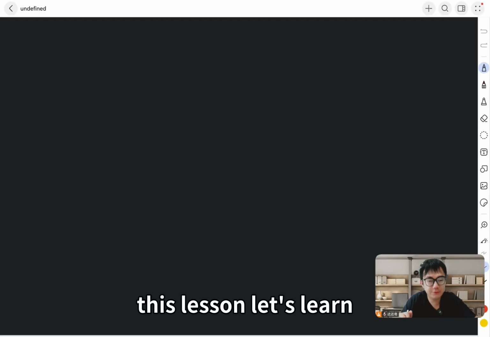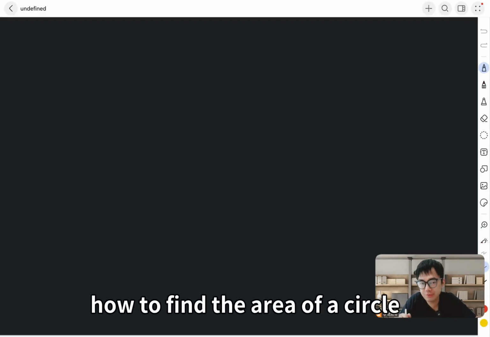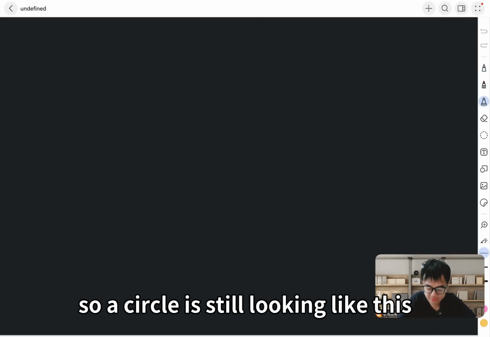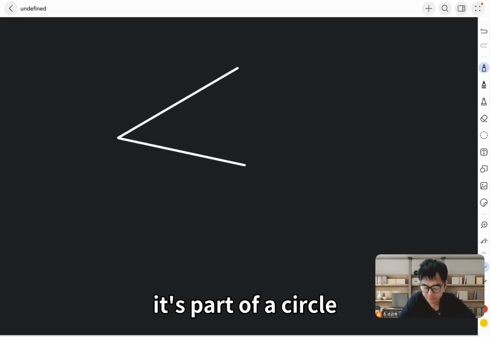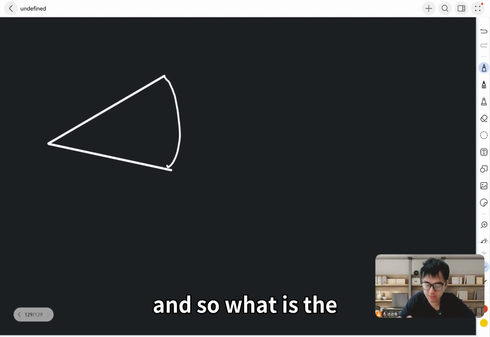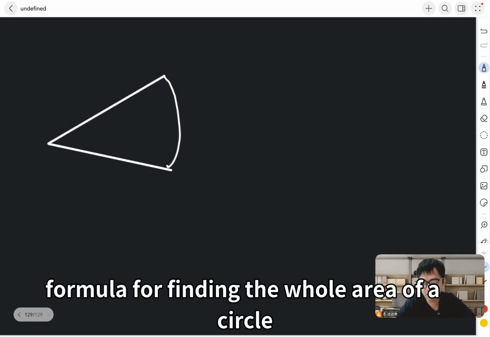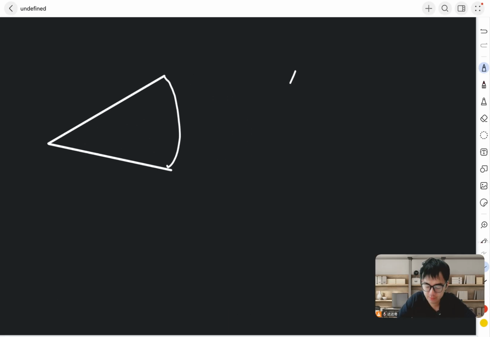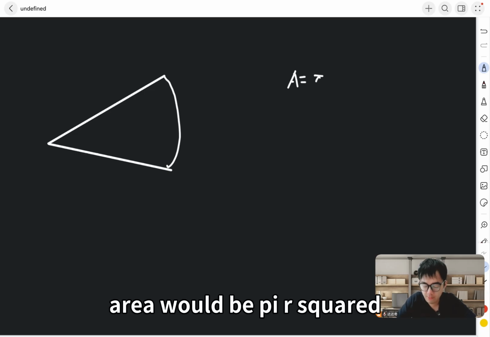In this lesson, let's learn how to find the area of a circle. A sector is part of a circle. So what is the formula for finding the whole area of a circle? Its area would be pi r squared.